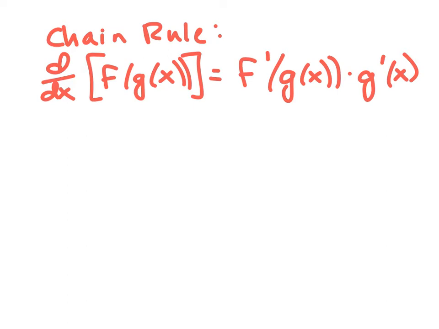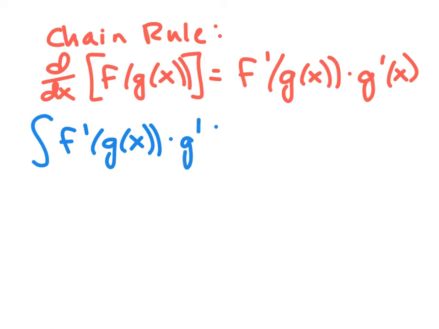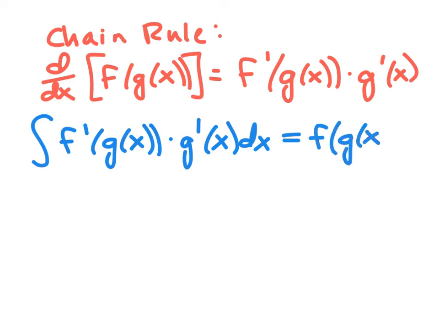So let's say I'm starting with the integral of f prime of g of x times g prime of x dx. Well, this is the derivative that resulted from chain rule. So when I take the antiderivative, this result is going to go back to the original function, which just goes back to f of g of x. And then because it is an indefinite integral, of course I have to write plus c behind my answer.